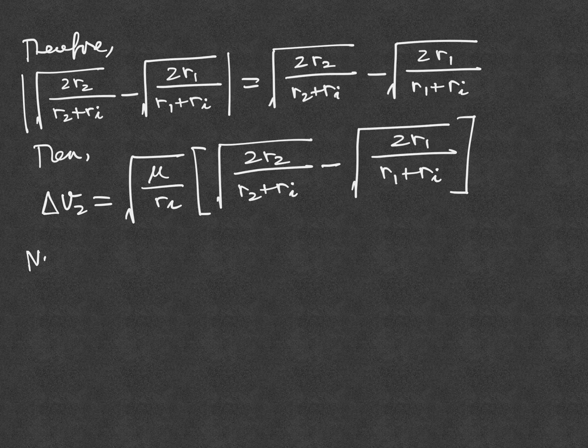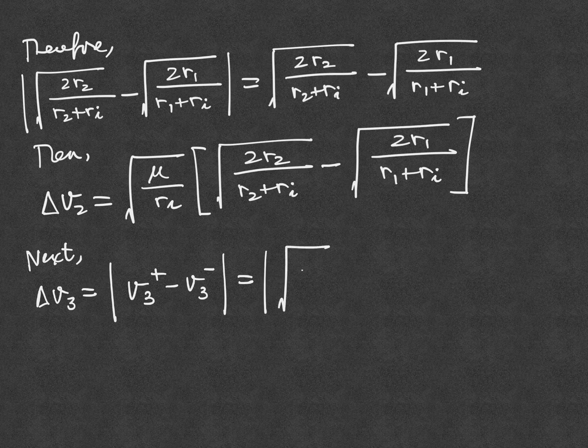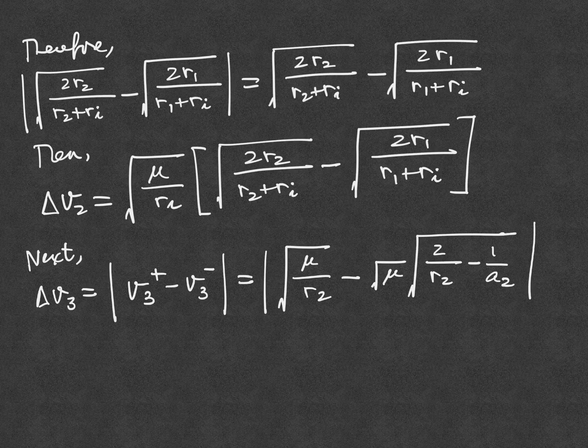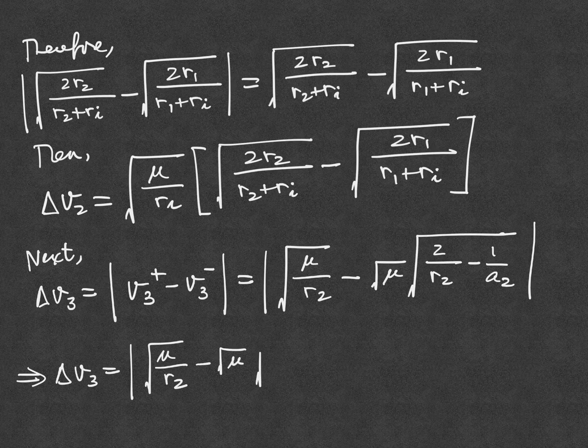So next, we know that delta V3 is equal to the absolute value of V3 plus minus V3 minus, which is equal to the absolute value of the square root of mu over R2 minus the square root of mu times the square root of 2 over R2 minus 1 over A2, which can be written as delta V3 is equal to the absolute value of the square root of mu over R2 minus the square root of mu times the square root of 2 over R2 minus 2 over R2 plus Ri.